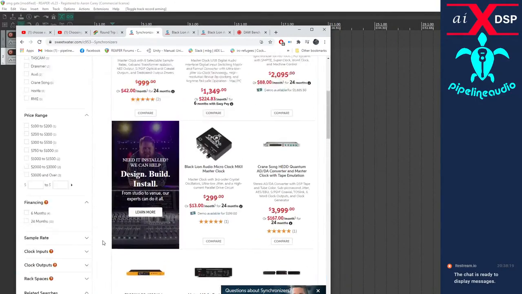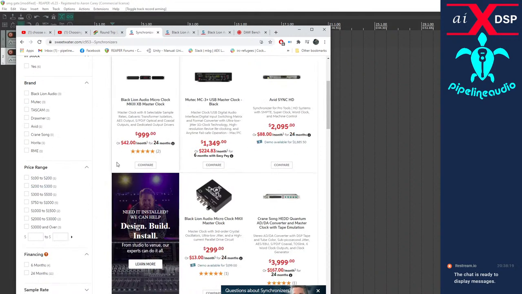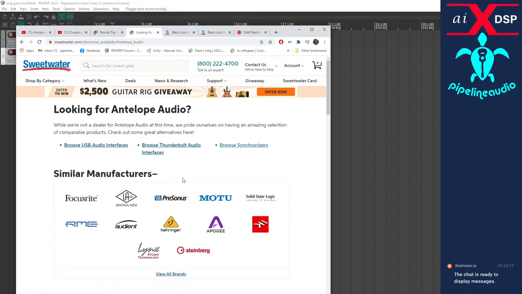I'm not actually seeing this, but I swear there used to be an Antelope one, and it was like crazy money. I don't see it on Sweetwater anymore. That's interesting. Let me see. Antelope clock. Because they made some claims. We're not a dealer for Antelope Audio at this time. Nice. Okay. Am I not supposed to say that?